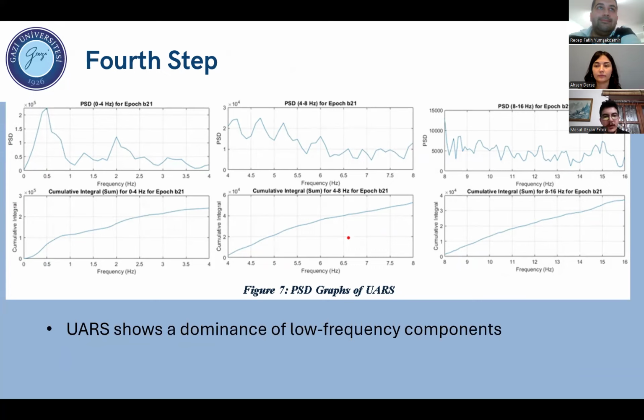As seen in the graph, URAS sample epochs exhibit denser PSD graphs in the 0 to 4 Hz range compared to other conditions. This provides a significant advantage in feature differentiation during model training.